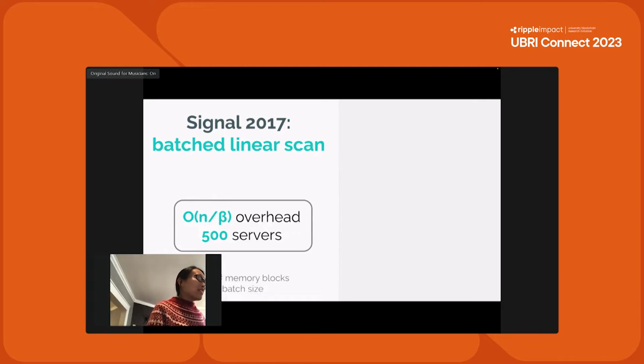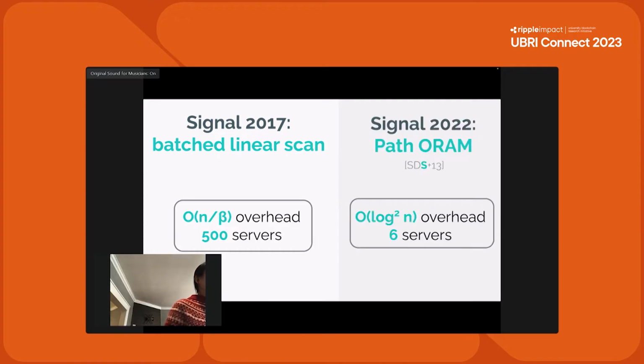And the overhead is linear, so I write n over beta, where n is the database size and beta is the batch size. In order to serve their load using this batch linear scan algorithm, Signal had to spin up 500 servers to serve the entire load. And eventually, they realized this is perhaps not the smartest idea.